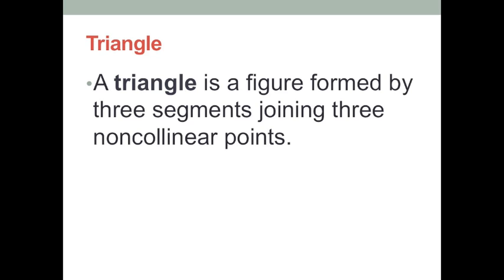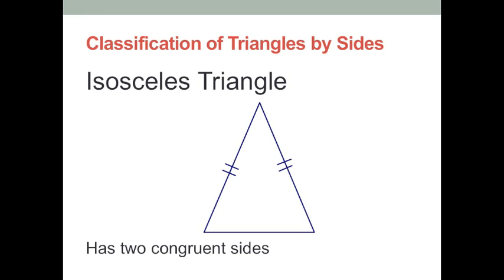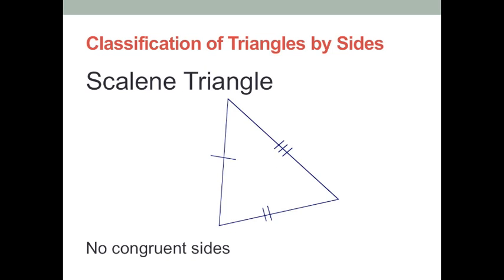A triangle is a figure formed by three segments joining three non-collinear points. An equilateral triangle has three congruent sides. An isosceles triangle has two congruent sides. A scalene triangle has no congruent sides. So to describe a triangle by its sides, you can use isosceles, scalene, or equilateral.